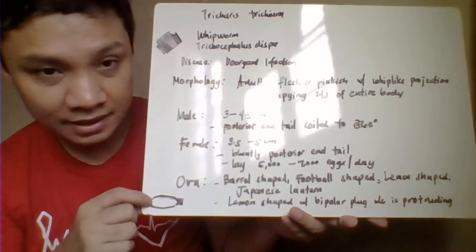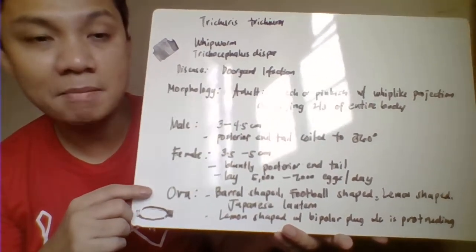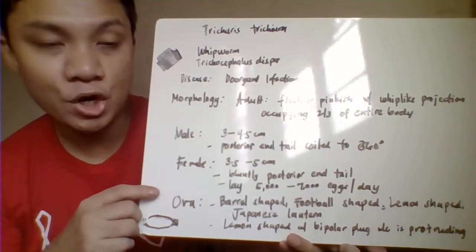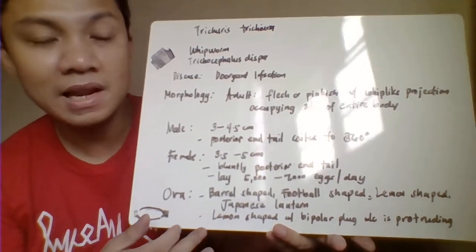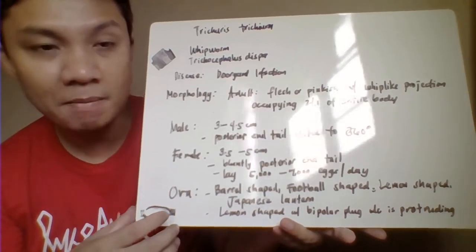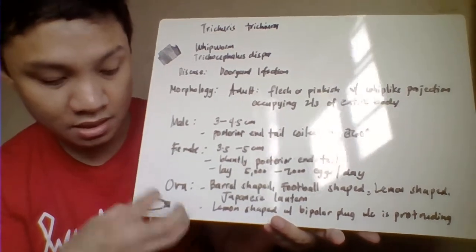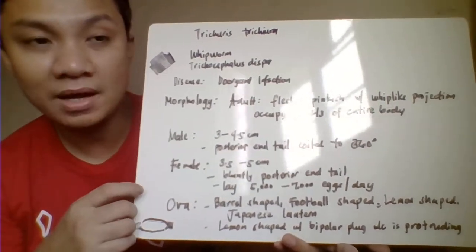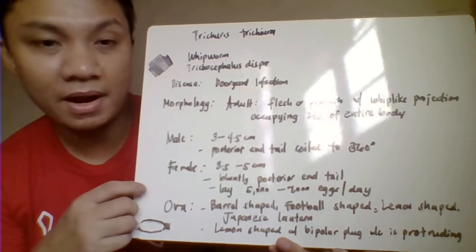For the egg, it has the characteristic lemon shape, barrel shape, football shape, or Japanese lantern. So the characteristic is a lemon shape with bipolar plugs, and the bipolar plugs protrude, making it a lemon shape with bipolar plugs.